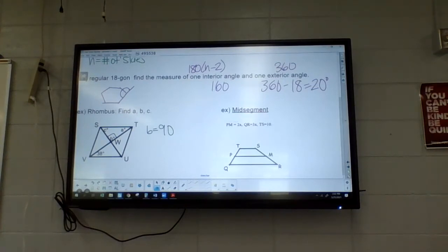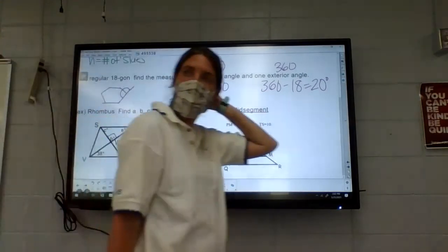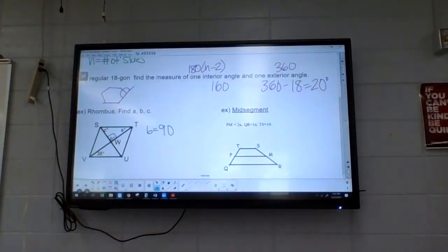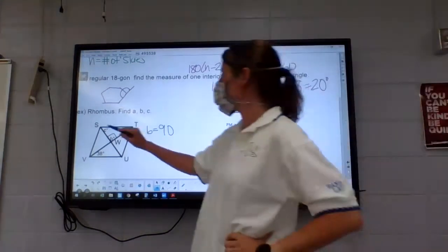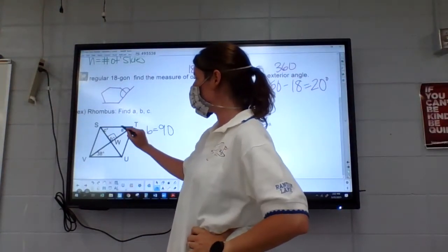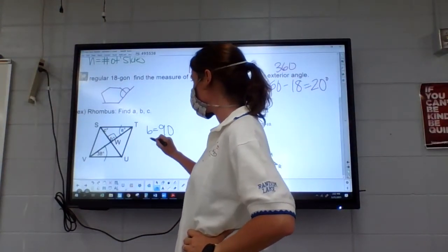Then for A and C, any thoughts? One of them is 38. Which one? Okay, I guess A. A is, because since it's a rhombus, these are parallel lines, so alternate interior angles would be 38.